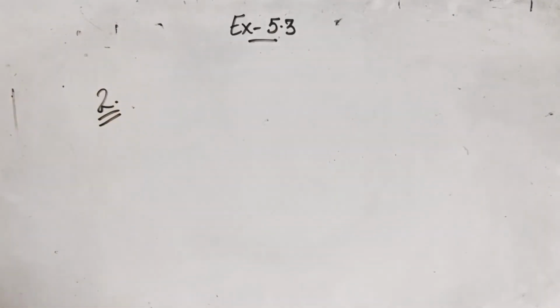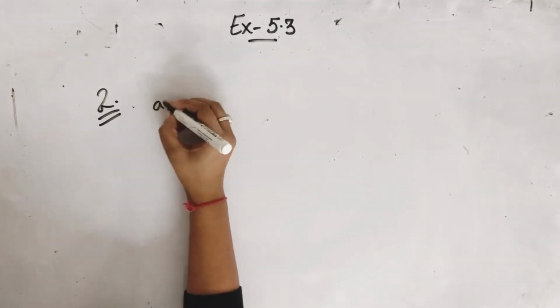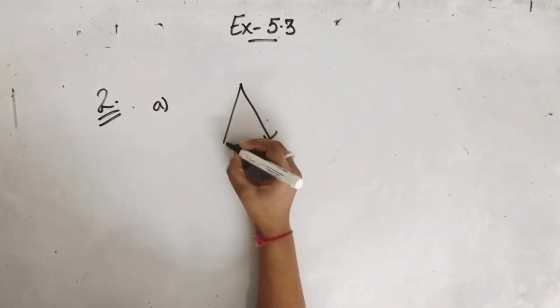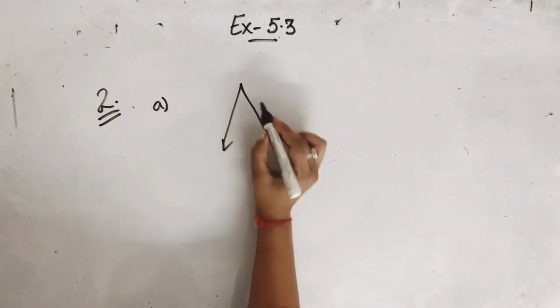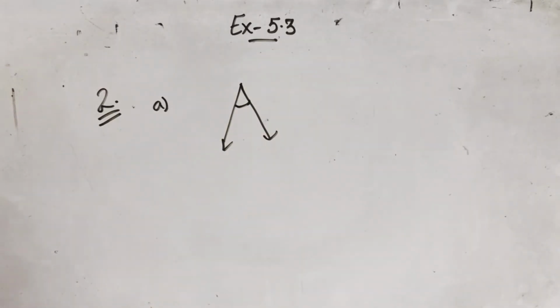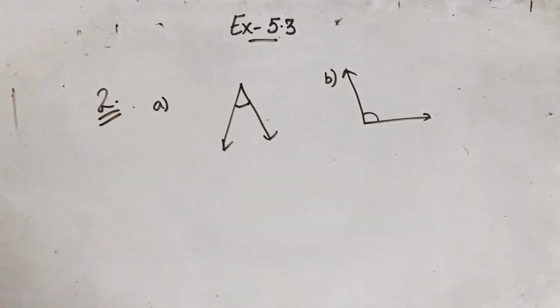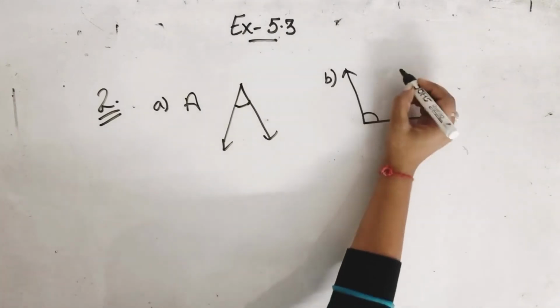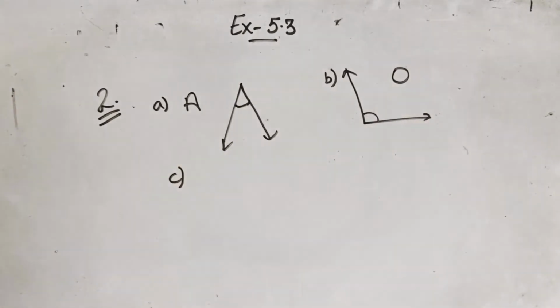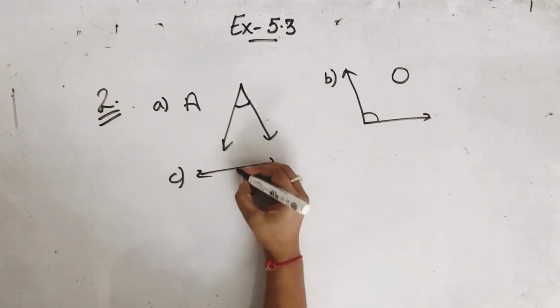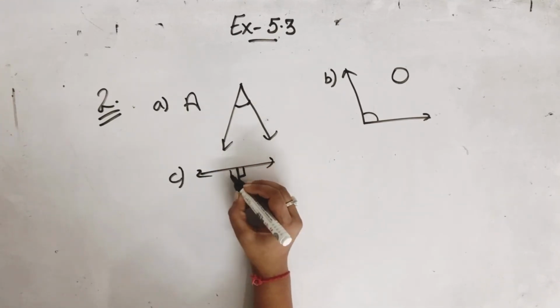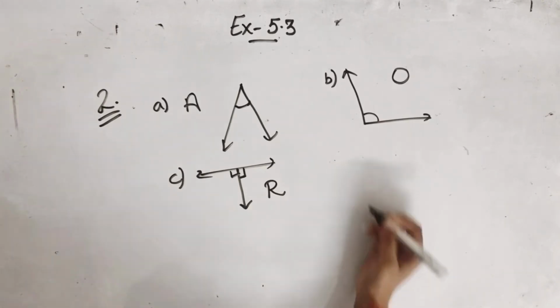Second question, you have to classify the angles, like you have to tell it is acute, obtuse, right, straight or reflex angle. So A part is like this. So now this one is less than 90 degree. So this is acute angle. B part like this. Now this angle is more than 90 degree. So this is obtuse angle. C part, it is like this. So this one is 90 degree. So this is right angle.